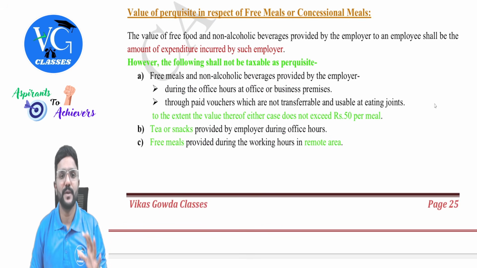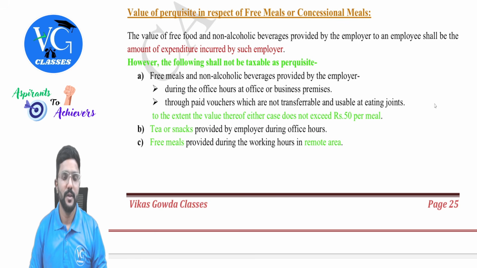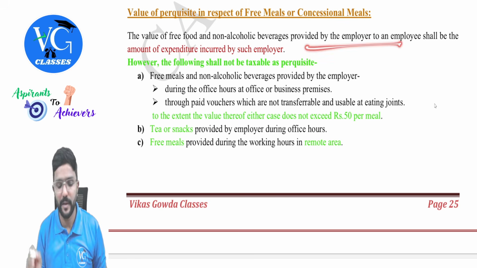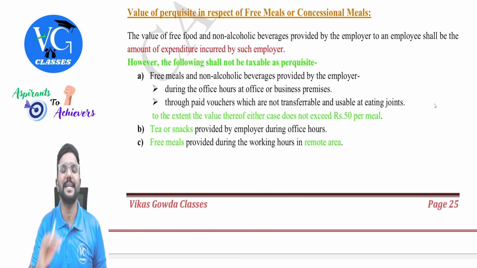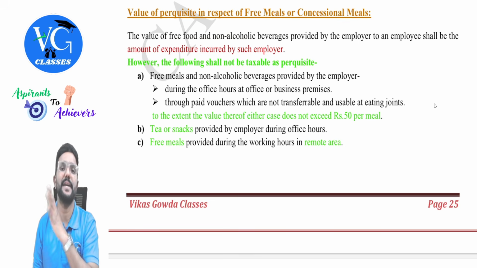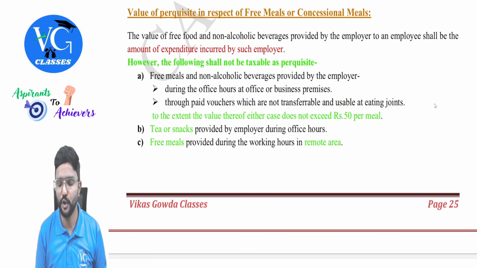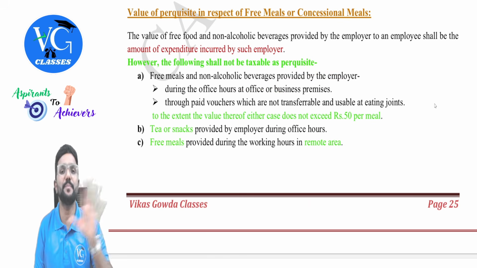Next, value of perquisite in respect of free meals or concessional meals. The value of free food or non-alcoholic beverages provided by the employer to an employee shall be the amount of expenditure incurred by the employer. But it is not taxable if the value of the meal is up to 50 rupees per day, guys. 50 rupees per day. It might be given directly or through vouchers or food coupons. If it is provided during office hours, that is in business premises, then up to 50 rupees it is exempt.